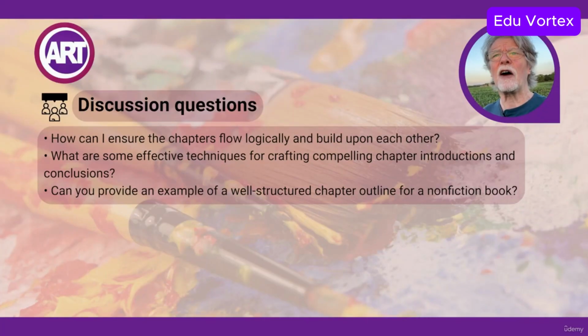So, questions. How can I ensure the chapters flow logically and build upon each other? What are some effective techniques for crafting compelling chapter introductions and conclusions? Can you provide an example of a well-structured chapter outline for a non-fiction book? Have a go at answering these questions. Post in the QA. I will answer them in time, either with lectures or posts in the QA. Be involved in this course. Let's move on.